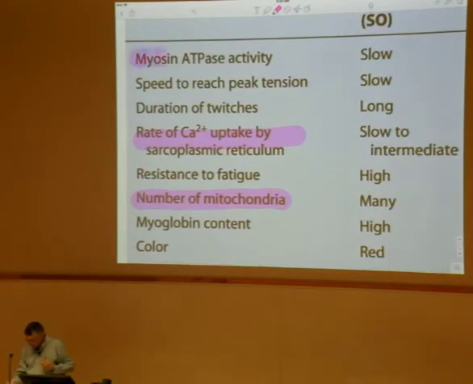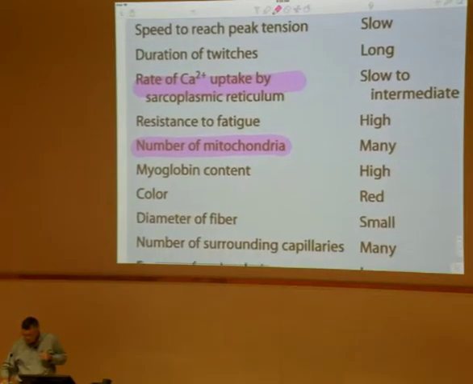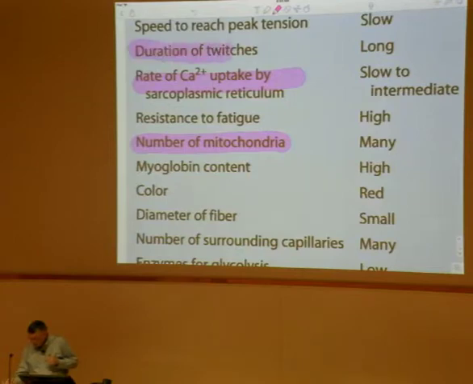We talked about how tightly phosphate binds. So the top one there, myosin ATPase. Myosin is an ATPase, right? It uses ATP to change. So how fast or slow myosin ATPase is affects how fast or slow contraction occurs, but also how expensive that muscle is. The duration of twitches of each contraction is partly related to how many calcium pumps there are.